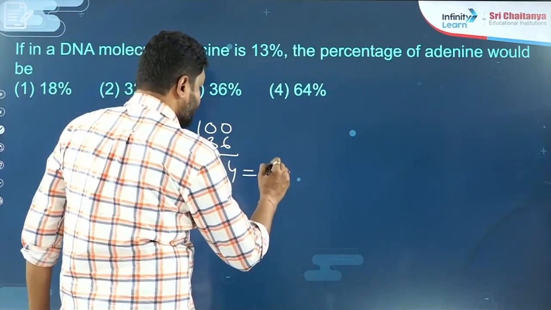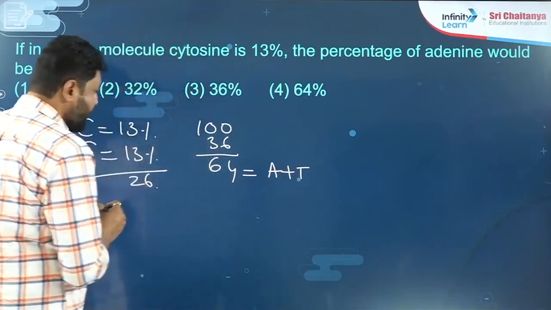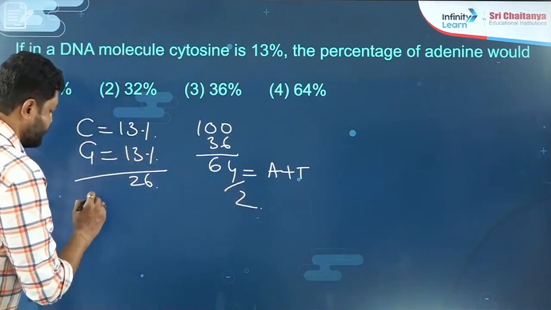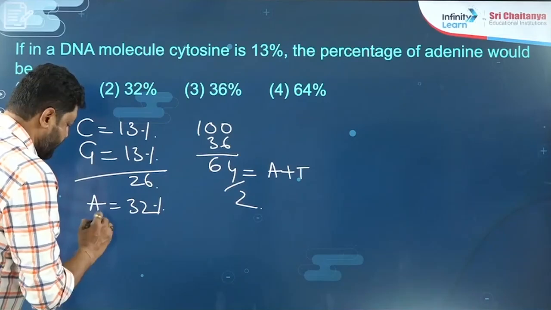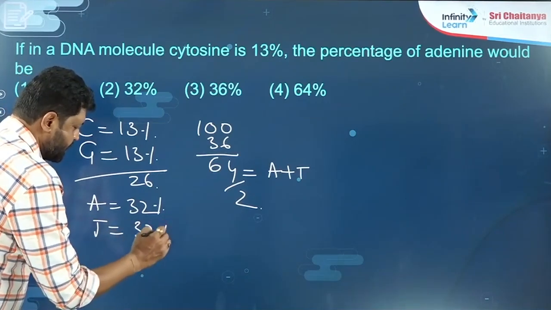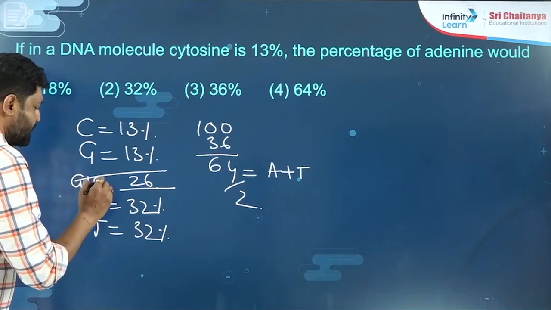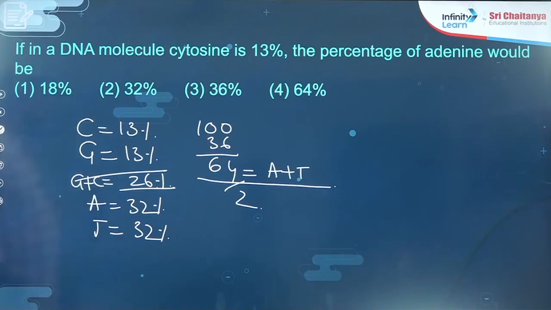is equal to adenine plus thymine. So what will be adenine? 64 by 2, 32 percentage. Adenine is 32 percentage and thymine is equal to 32 percentage. Was it clear? Guanine plus cytosine is equal to 26 percentage. Was it clear? Let us go for the next question.